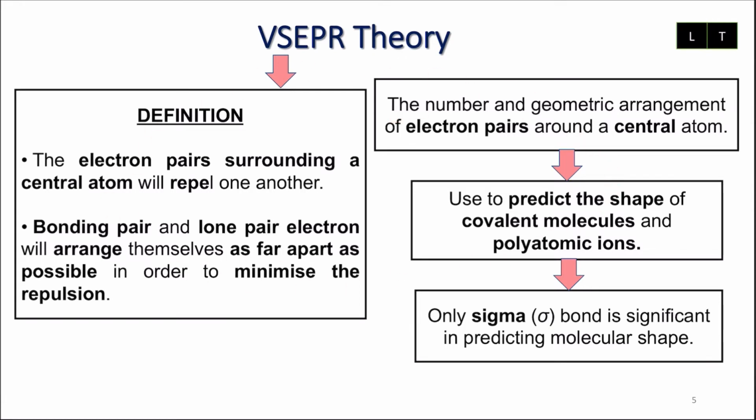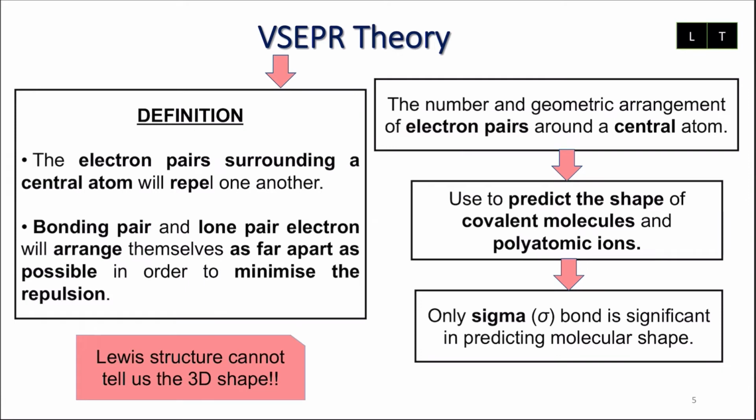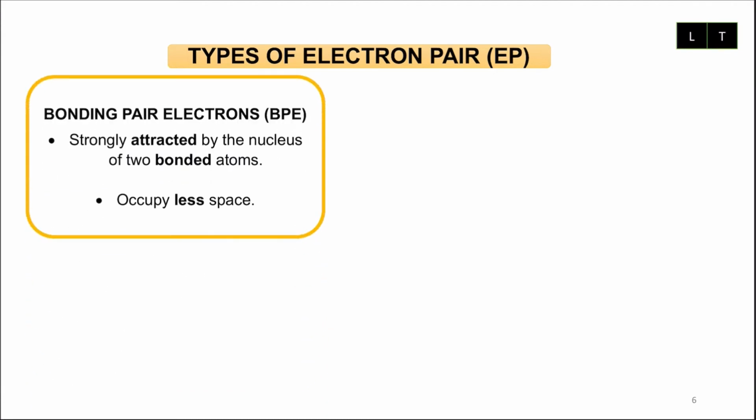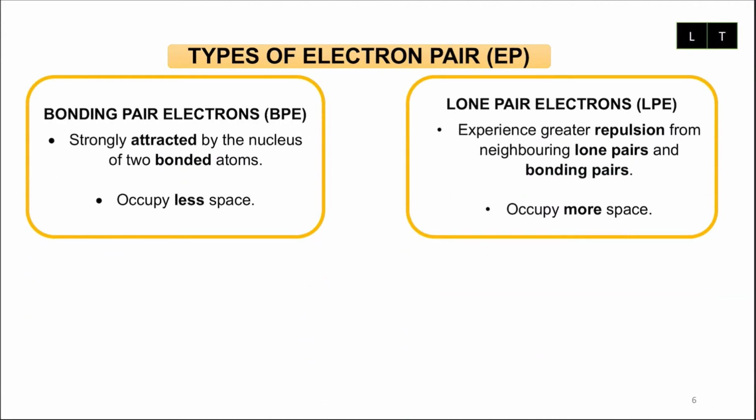Please remember, as I mentioned before using the structure of CH4, the Lewis structure cannot tell us the exact three-dimensional shape of that molecule. That is why we will use VSEPR theory. In VSEPR theory we are going to determine the electron pairs. There are two types of them: the first one is bonding pair and the second one is lone pair.